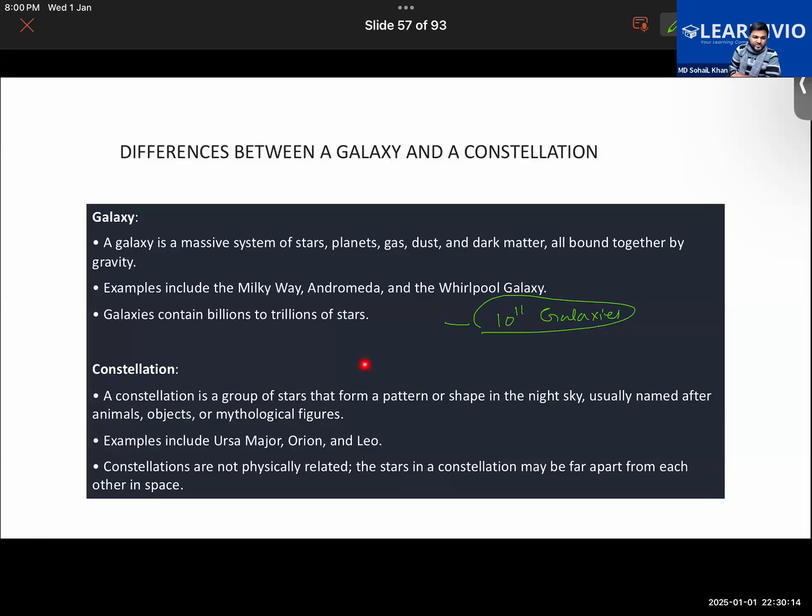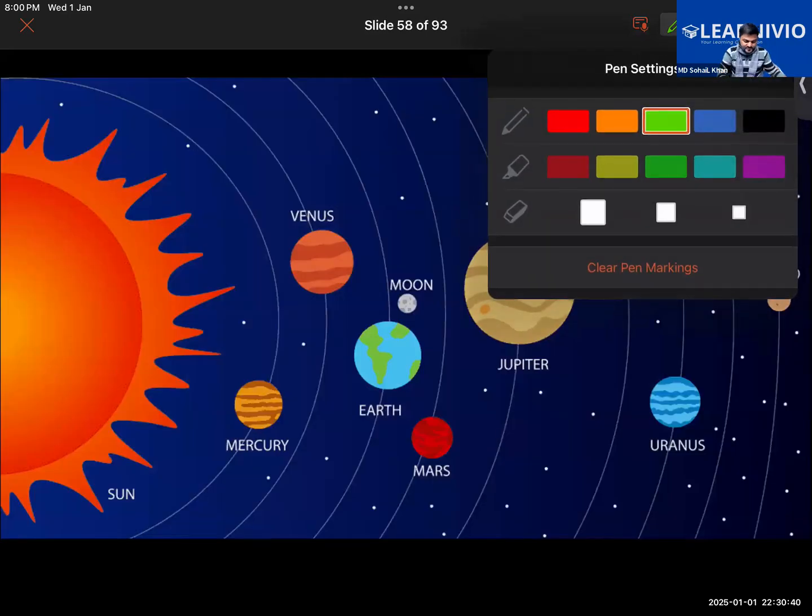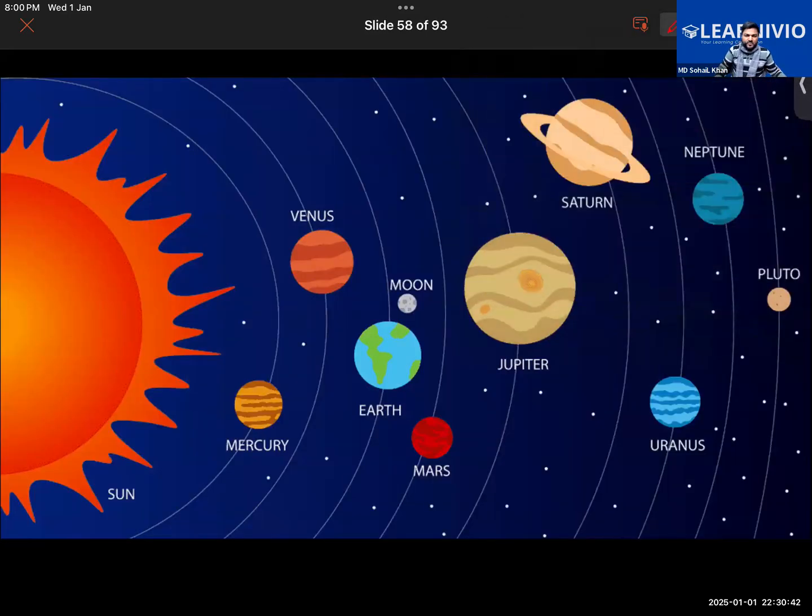Opposite to this, we have the constellation, which is merely a group of stars that resembles some pattern to us. Usually they are named after mythological gods, mythological figures, objects, or animals. So we have Ursa Major, Orion, and Leo. While they appear together, the stars are very far away from one another and are not physically connected. Hope that much should have been clear.